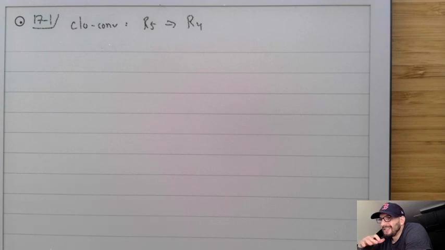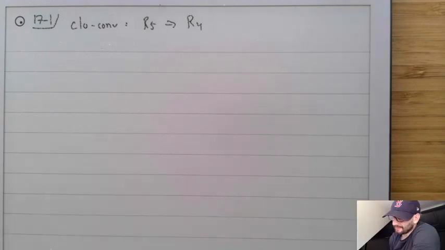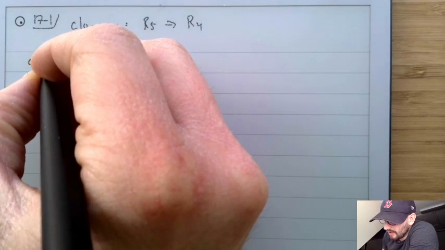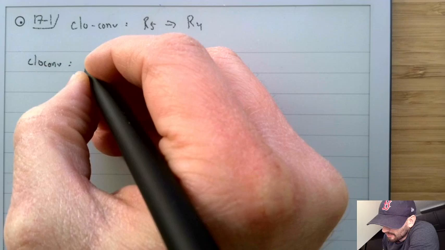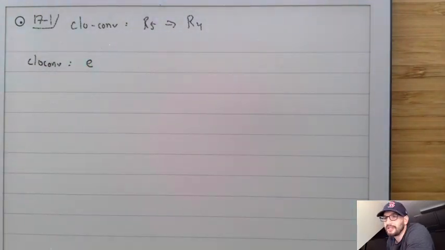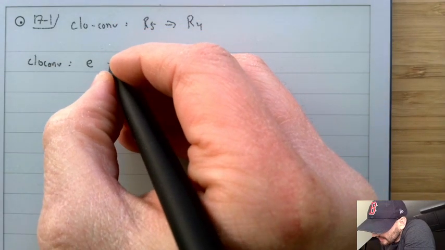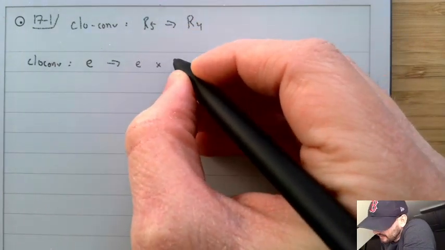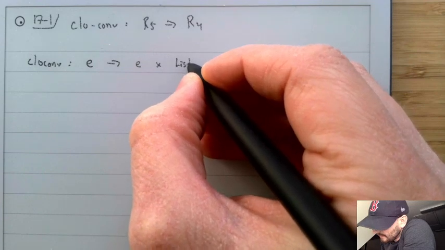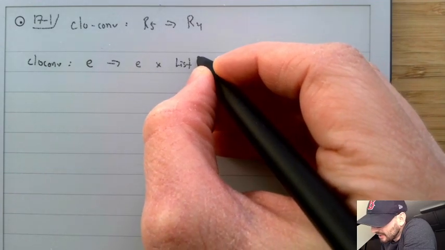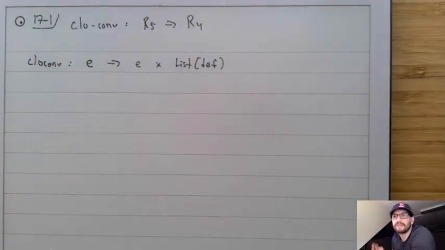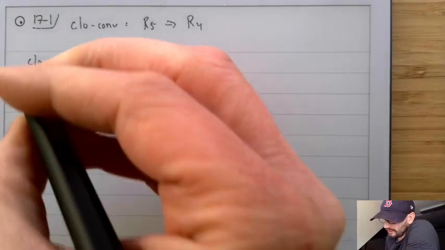So let's start from the simplest thing. Let's just talk about the type of closure convert. I'm going to call it cloconv, and it is going to take an expression, that is the expression of the program, and turn it into an expression combined with a list of definitions. And when I say definition, what I mean is the actual definitions of our language, like define, function, whatever. Okay. Now, the majority of the rules for closure conversion are going to look like this.